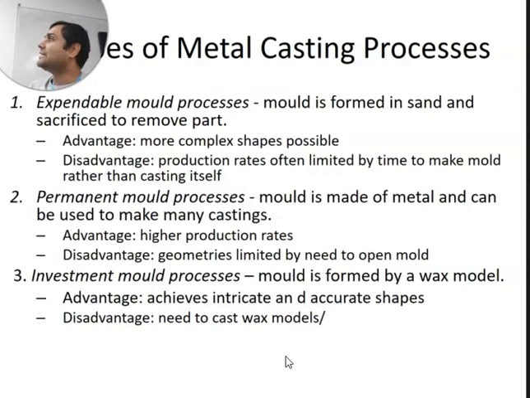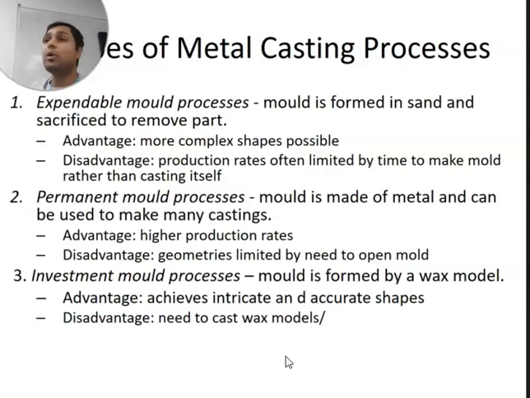Now, one is known as the expendable mold process. This is a process where you form the mold in the sand, and it's sacrificed, it's broken to remove the part, so you can reuse the sand again and again. The way they do it is, they get the sand, and they get molasses from the sugar production industry, the kind of gluey stuff that comes from the sugar cane. They mix that with sand, and they use that to create the mold.